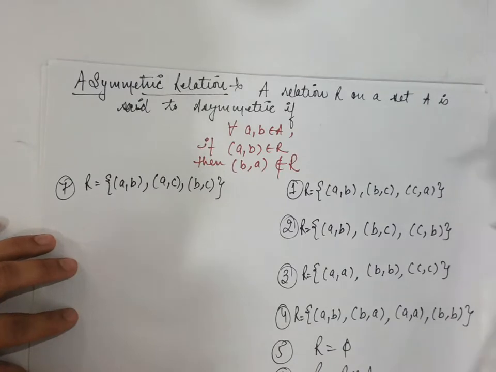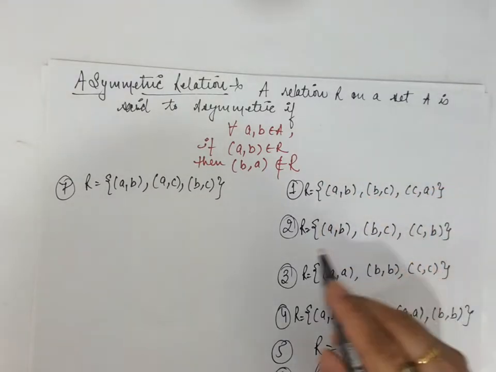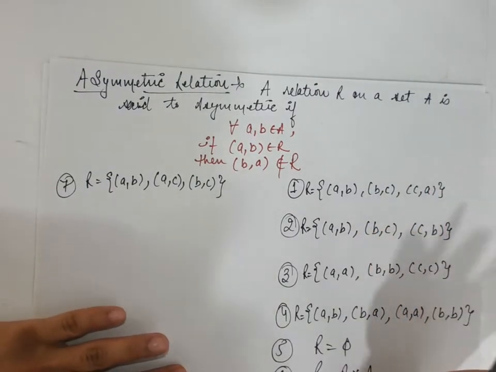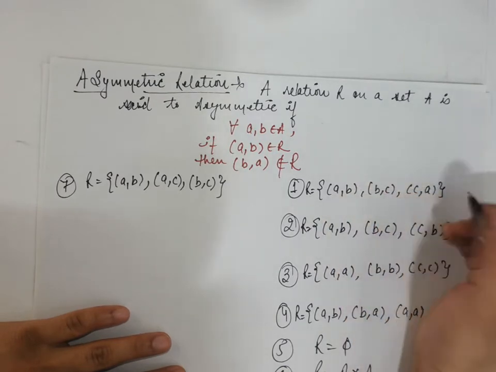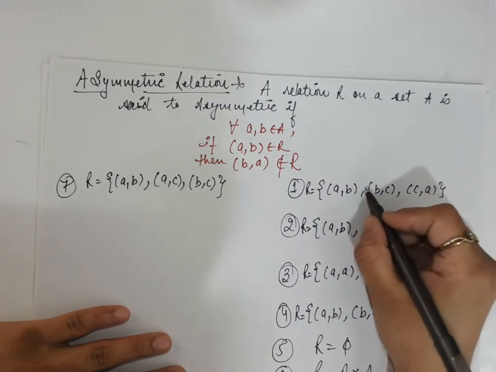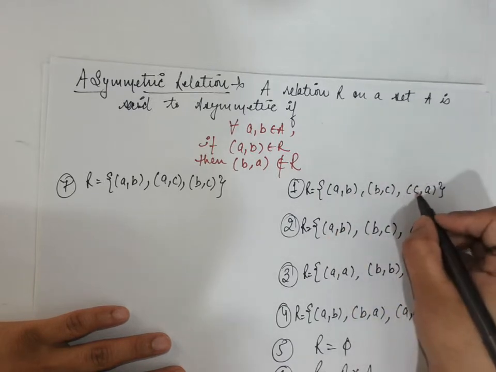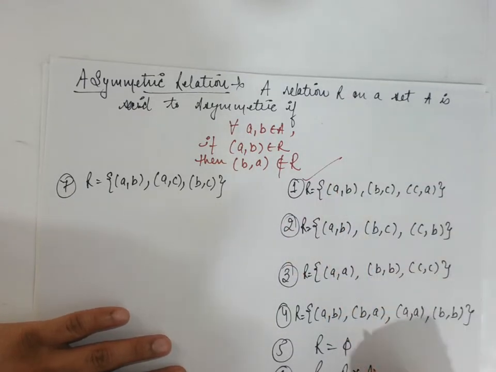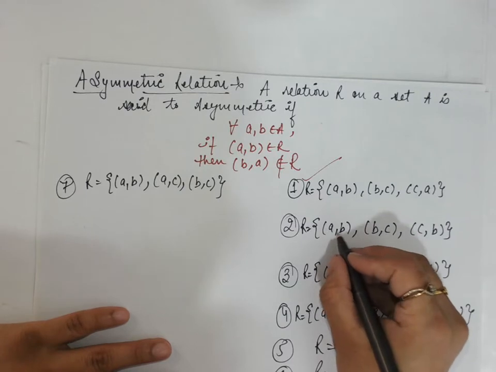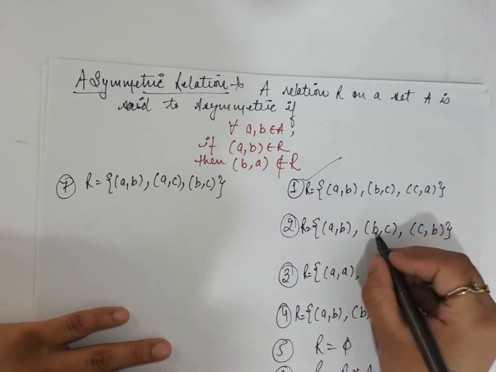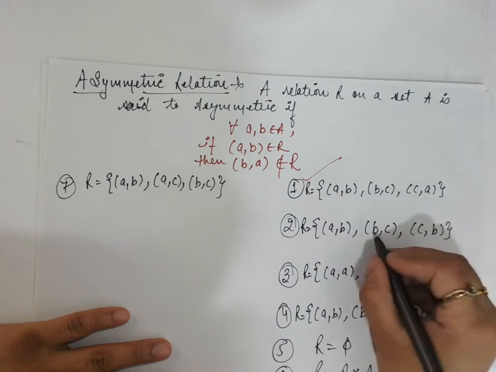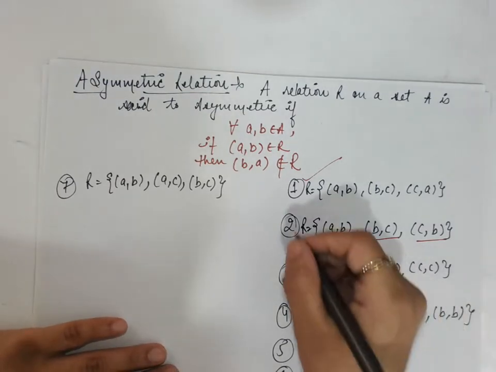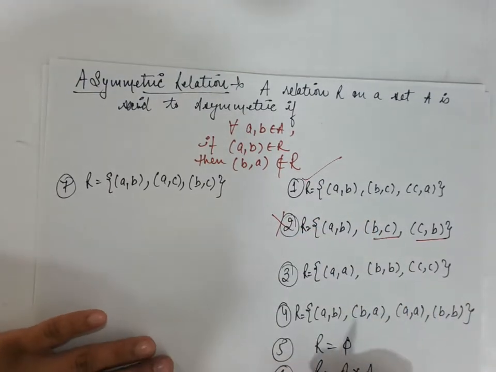If we take the first example, R is equal to AB, BC, CA. The asymmetric definition says if AB is present, then BA is not present in a relation. Here BC is present, then CB is not present in a relation. CB is not here. If CA is present, then AC would not be present in a relation. Therefore R1 is an asymmetric relation. In R2, AB is present. Is BA present? No. BC is present. Is CB present? Yes. Opposite parts are not allowed by asymmetric relation. Therefore R2 is not an asymmetric relation.